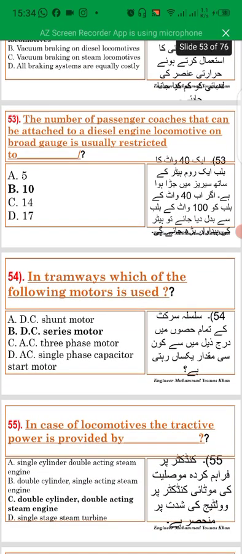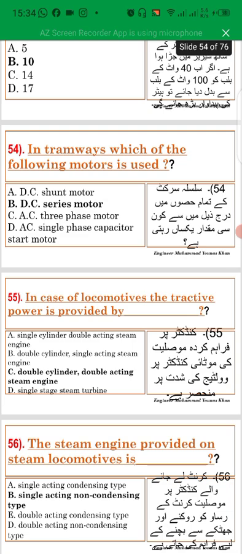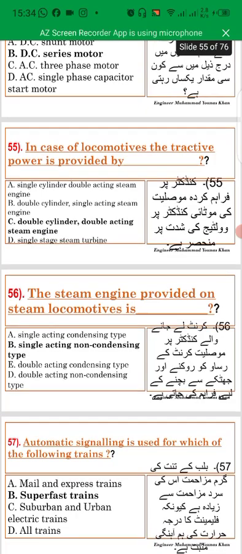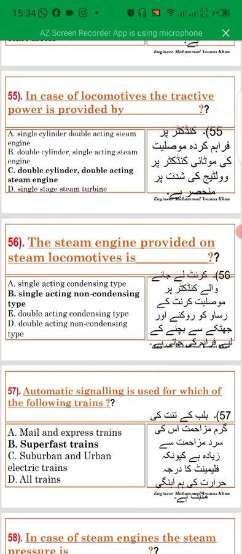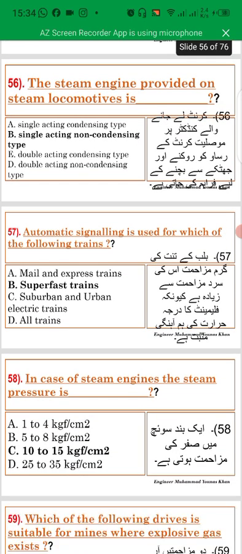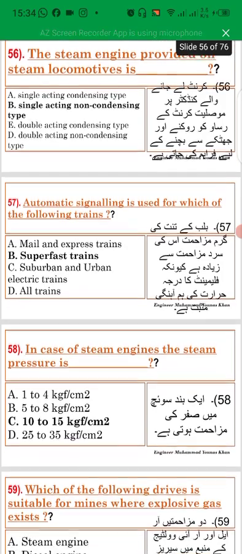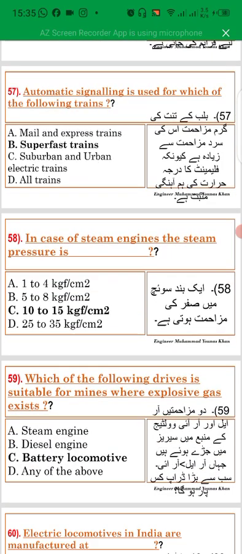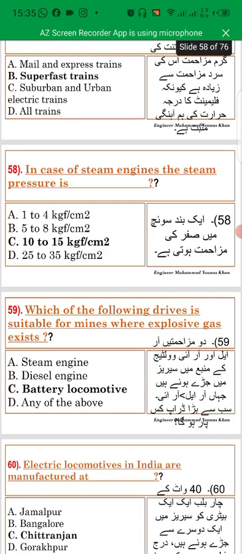The number of passenger coaches that can be attached to a diesel engine locomotive on a broad gauge is usually restricted to 10. In tramways, which of the following motors is used? DC series motor. In case of steam locomotives, the tractive power is provided by double-cylinder, double-acting steam engine. The steam engine provided on steam locomotive is double-acting non-condensing type. Automatic signaling is used for which of the following trains? Superfast train. In case of steam engine, the steam pressure is 10 to 15 kgf per cm square.